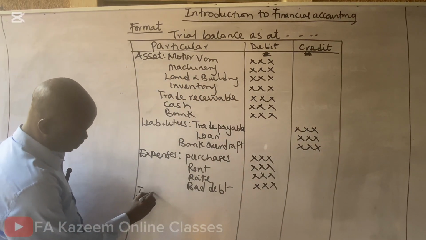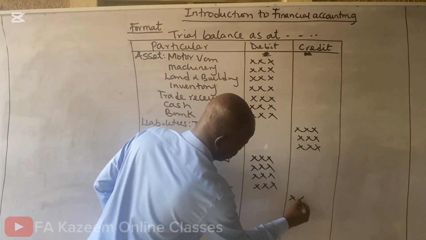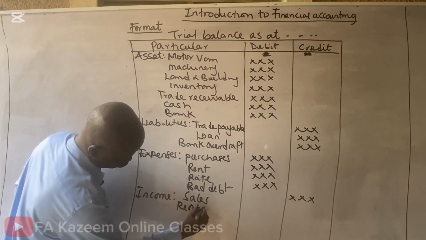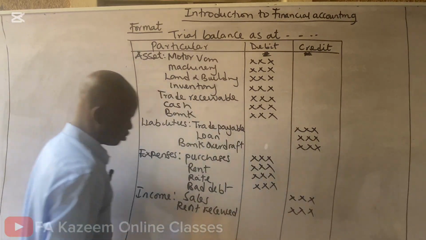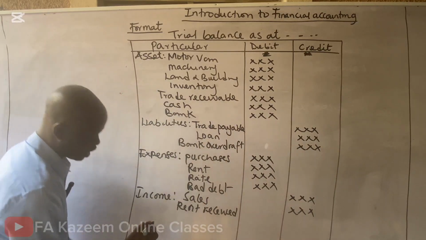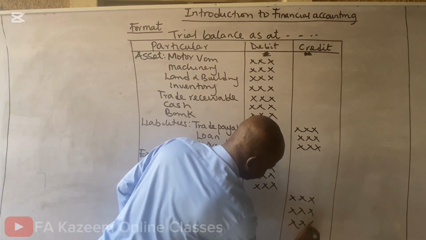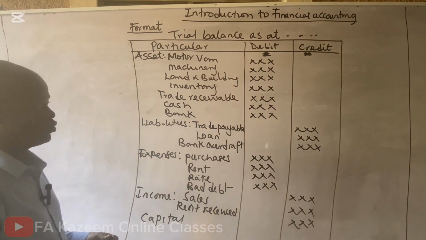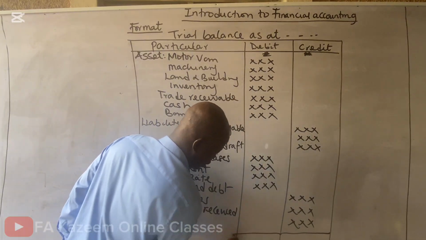Now, items under what? Income. Income like sales. Sales fall under the credit side. Like rent received is an income. It falls on what? Credit side. Other items that fall outside asset, liability, expenses, and income. Let's look at something like capital. When you extract capital, it falls on the credit side. And once you look at this, these are basic rules of trial balance.